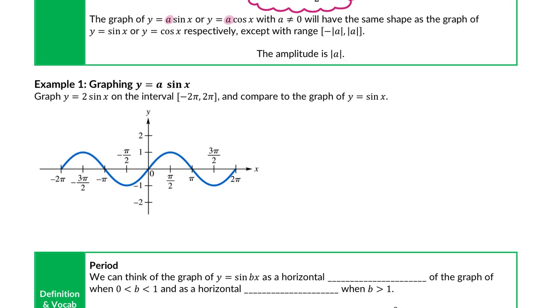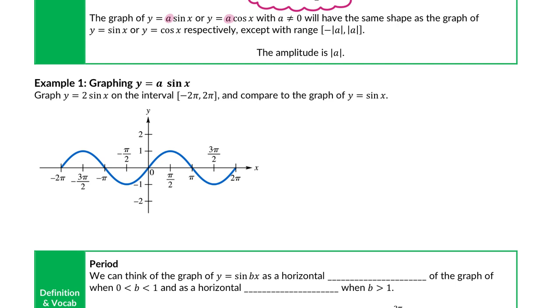So let's see what this might do. We're going to graph y equals 2 sine of x on the interval from negative 2 pi to 2 pi, and then compare the graph to the parent function. The parent function is already here. However, we're graphing double of that. So we're going to take every output and we're going to multiply them by 2. So let's do this slowly.